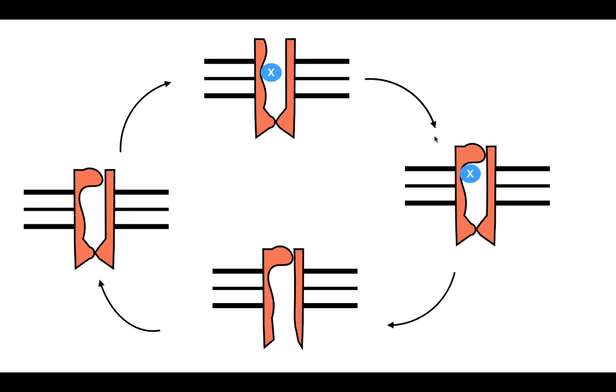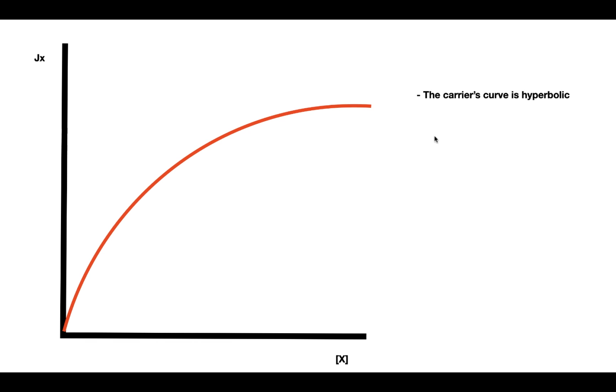So how will carrier-mediated passive transport look on the graph plotting the flux versus the concentration of X? If we were to take the same graph we took for the pore and the gated channels, what we would see is something like this. The first difference you should notice is that the curve is hyperbolic. It approaches a maximum value of flux, and this maximum value of flux is called the maximum flux, or Jmax.